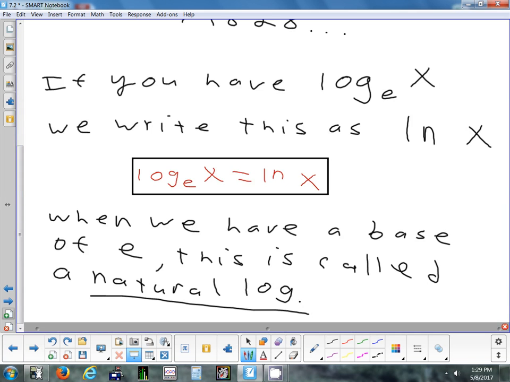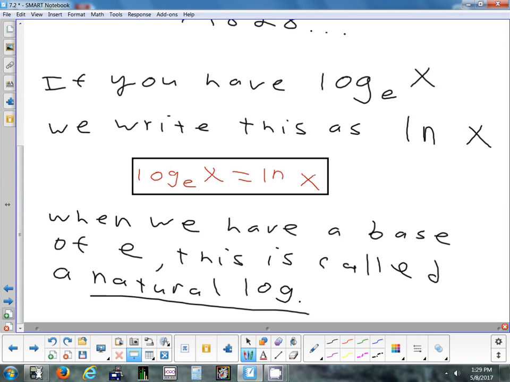And that's what I just mentioned. If the base on your log is e, that's called a natural log. What you have to be careful with is when you write this symbol, lowercase l, lowercase n, you're not writing a base. The base is hidden. You have to remember that it's base e. Okay, so that's the only disadvantage of writing it as ln. It hides the base.